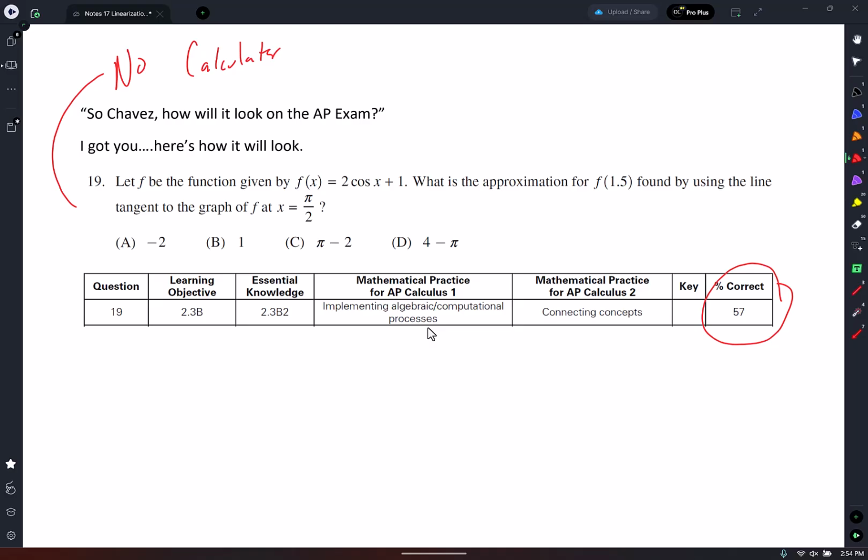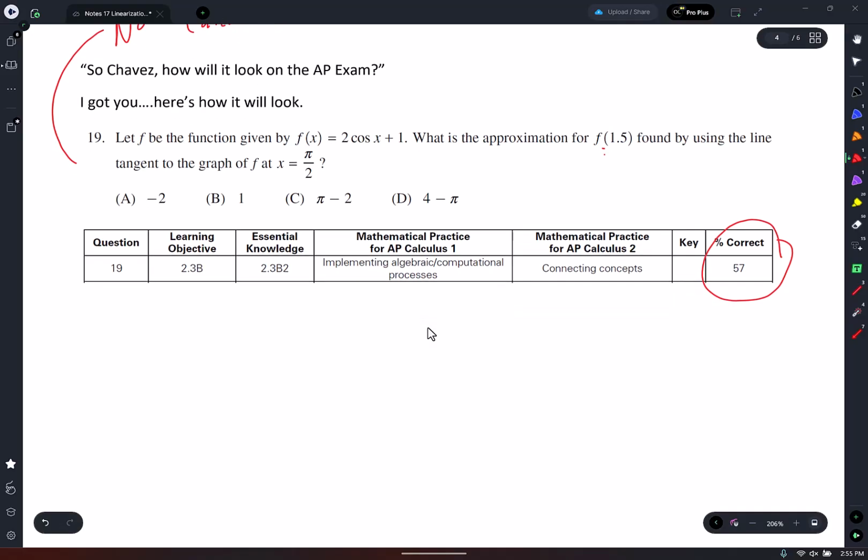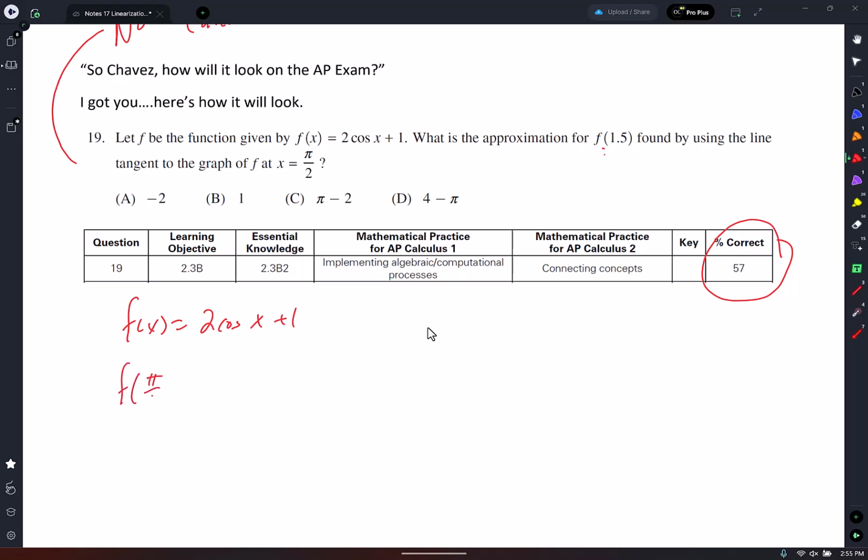You guys want me to start it? Okay. Let f be the function given by, and I have a function. What is the approximation of f of 1.5 found by using the line tangent to the graph of f at x equals pi over 2? All right. What do I need for a tangent line? Point and slope. Here's my function, 2 cosine x plus 1. Here's my point. f of pi over 2 equals 2 cosine of pi over 2 plus 1. No calculator, guys.